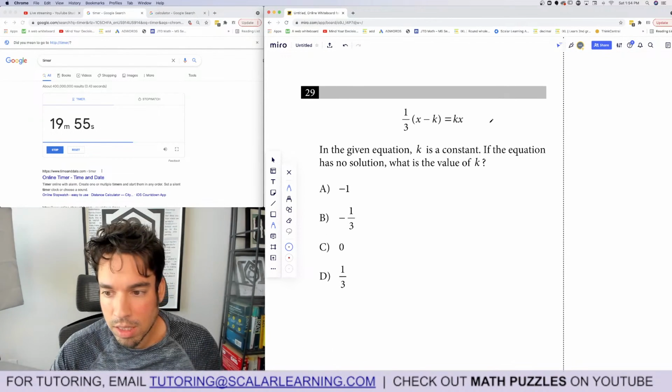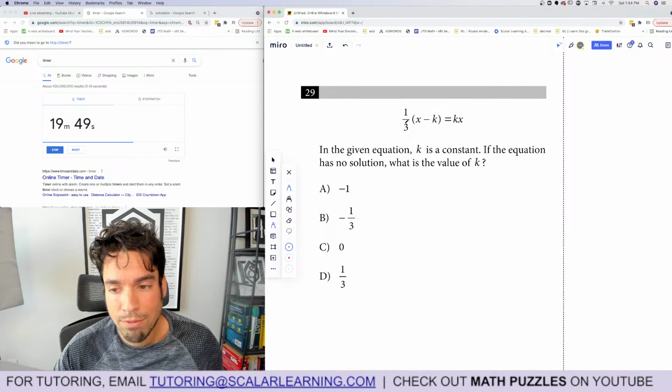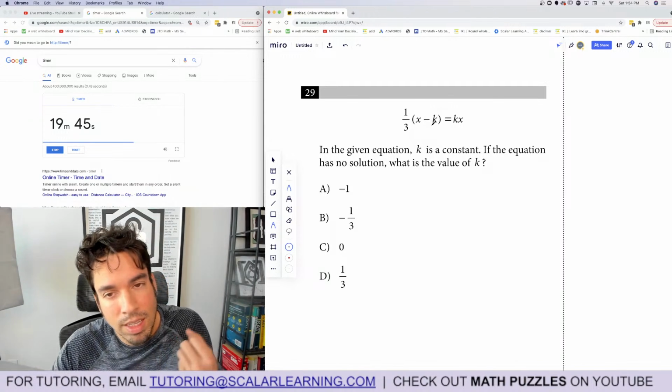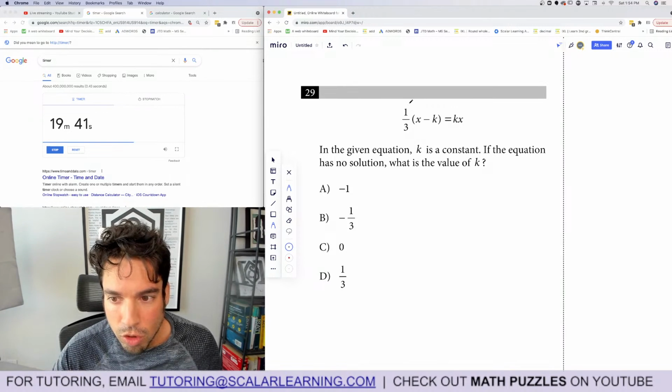29. In the given equation, k is a constant. If the equation has no solution, what is the value of k? When there's no solution, what we're looking for is identical slopes. Basically identical x coefficients, and then one side has a constant that the other doesn't have.